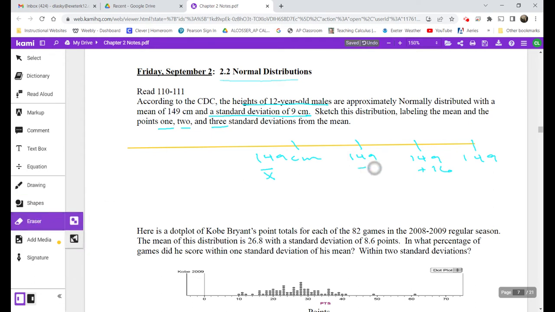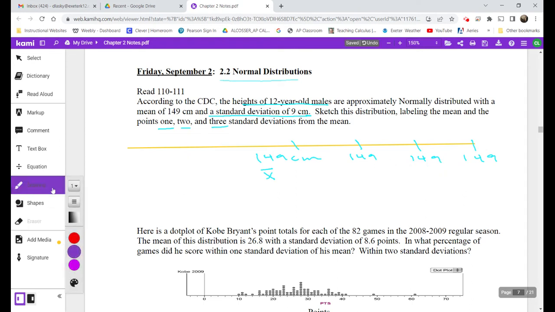Okay, let's erase that. Some of you wrote in pen, and now you're irritated with me. Too bad. All right, so let's try this again. The standard deviation is 9. I should probably wear my glasses. So the first one is 149, the X bar, plus 1 standard deviation. This one is 149 plus 18, which is X bar plus 2 standard deviations. And then the final one is 149 plus 27, which is X bar plus 3 standard deviations.